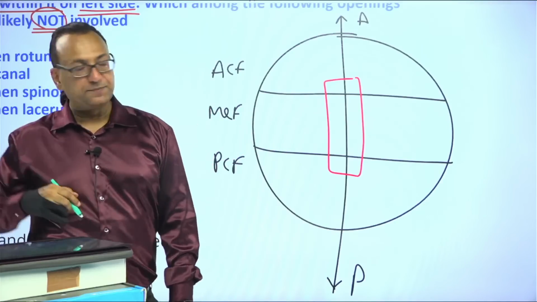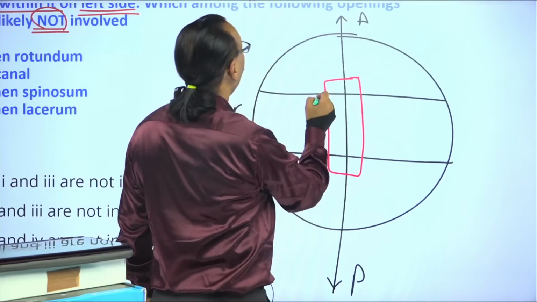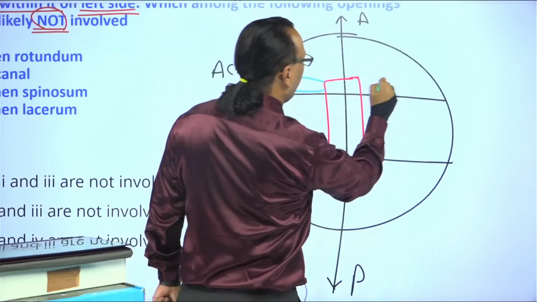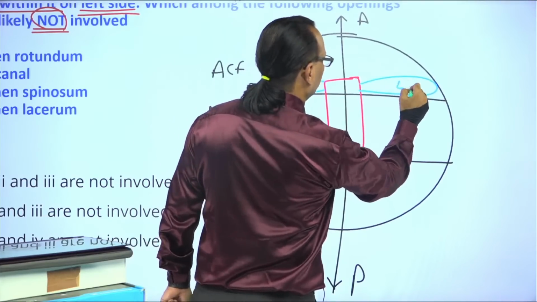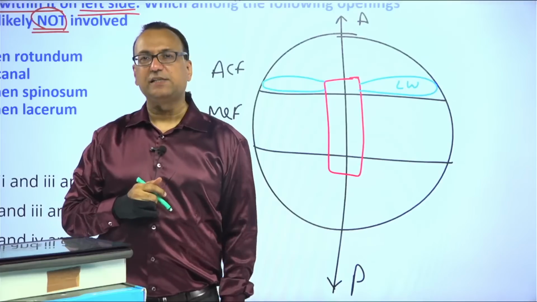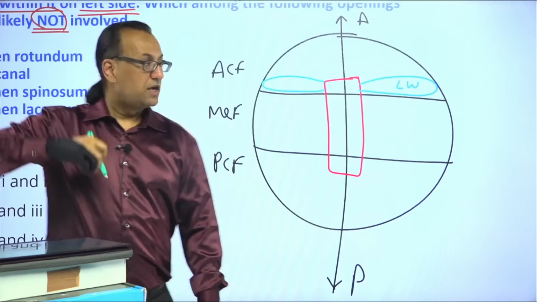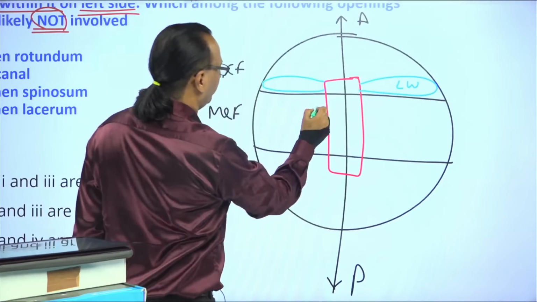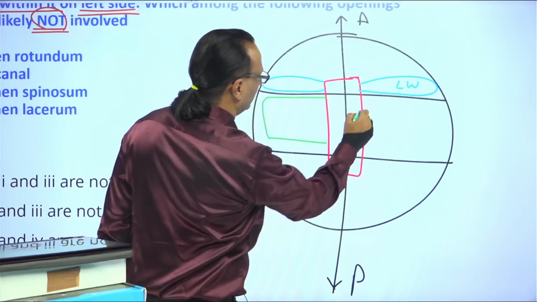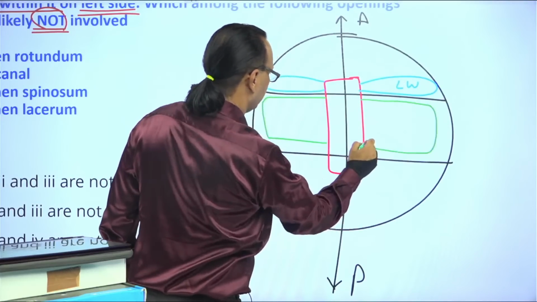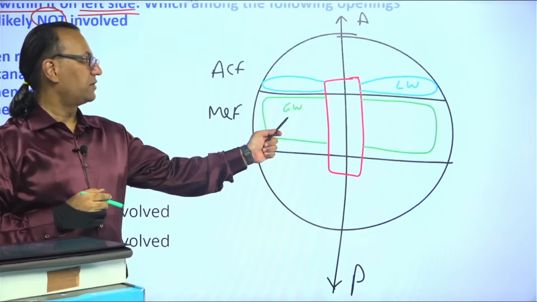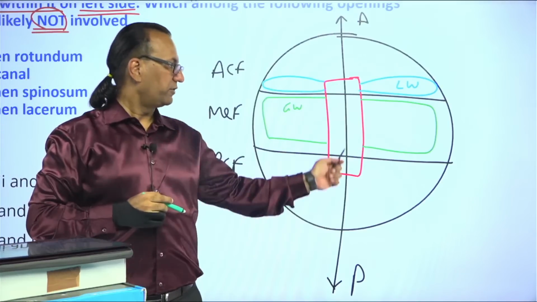And where are the wings? It will have a lesser wing at the floor of the anterior cranial fossa. Where is the greater wing? The greater wing is at the floor of the middle cranial fossa. So this is the greater wing of the sphenoid, and this is the body of the sphenoid.